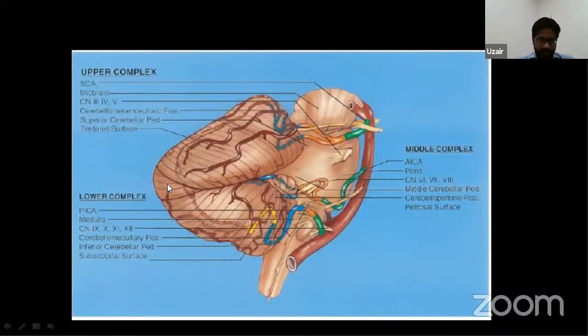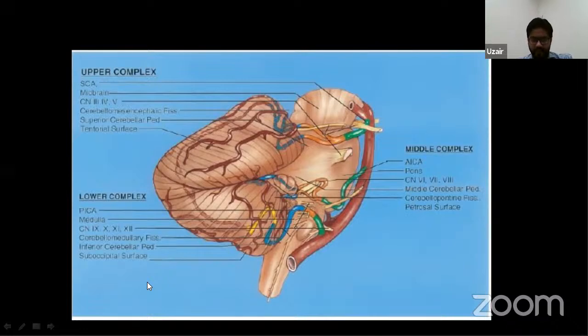Then we have the lower complex, which is our primary target today. It is composed of the cerebello-medullary fissure, formed when the cerebellum reaches the medulla from the inferior cerebellar peduncle. The contents of the cerebello-medullary fissure are the posterior inferior cerebellar artery and the lower 4 cranial nerves: 9, 10, 11, and 12. That is going to be our focus of the presentation today. So this is the schematic diagram.